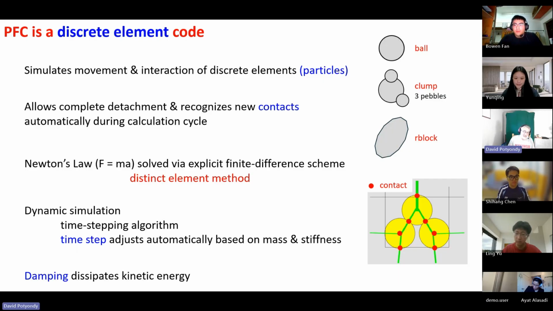And then because it's a dynamic simulation, things are bouncing around. If we take particles and let gravity push them into a box, they're going to bounce around. And so in order to dissipate that kinetic energy, we have a numerical scheme that we call damping for removing the kinetic energy. So if you take a particle like a tennis ball and you let it bounce on the ground, it doesn't come up to the same height. There's dissipation, and we're going to be doing that in PFC as well. Okay. Big picture. We're done.